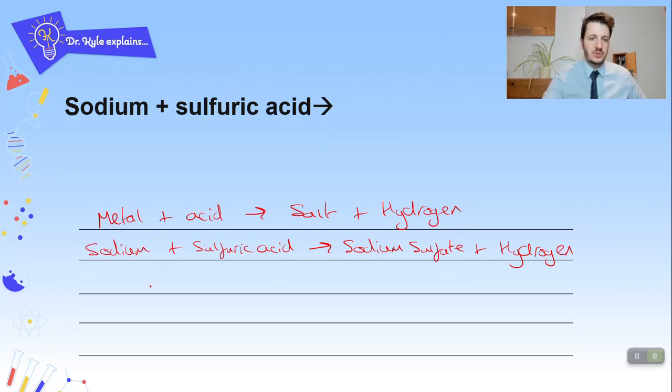And therefore our symbol equation is going to be Na plus H2SO4 goes to Na2SO4 plus H2. Balance that up, double check, got 2 there, so we're going to put a 2 for sodium, 2 hydrogens there, 2 hydrogens there, sulfate, lovely, that's looking pretty good now. Really well done if you got that right.